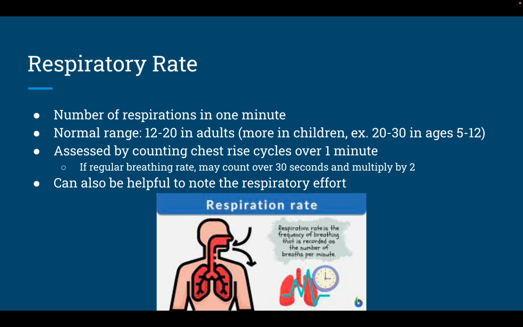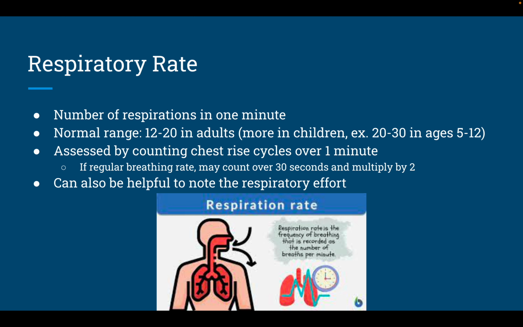For respiratory rate, we're typically assessing the amount of chest rise and fall cycles over a single minute. And so you're looking for somewhere around 12 to 20 in an adult. In children, it may be more, and you can use tables that you can easily Google online to find the correct vital signs, because it can be hard to remember for all of the younger age groups if you're taking care of younger athletes.